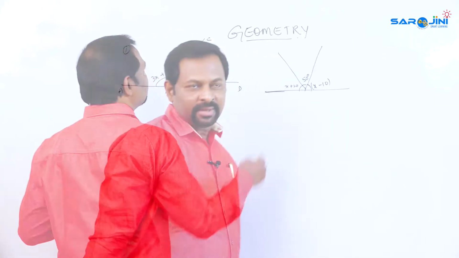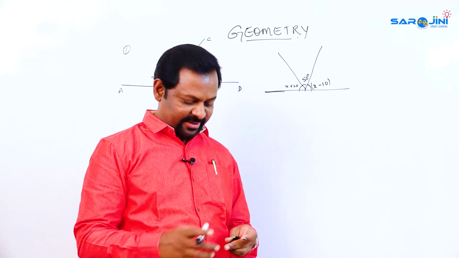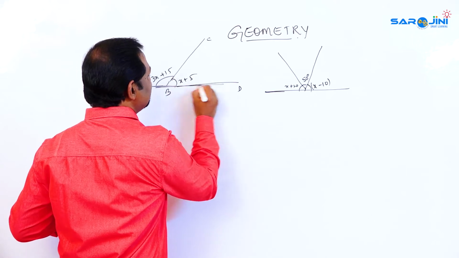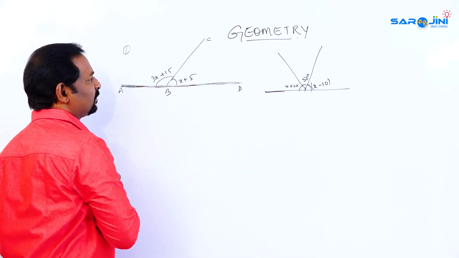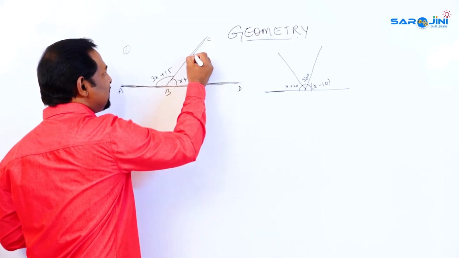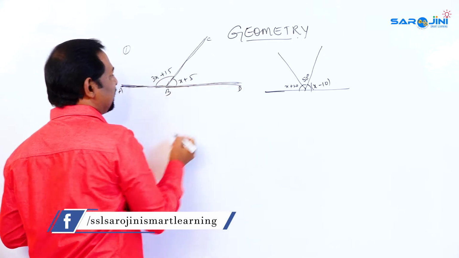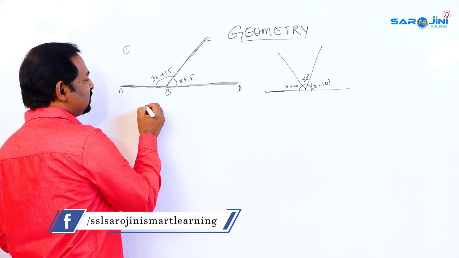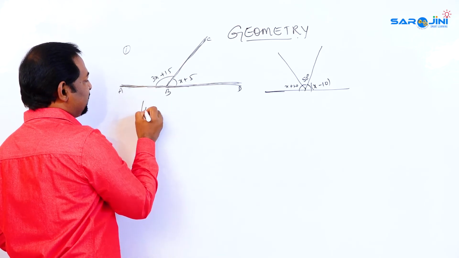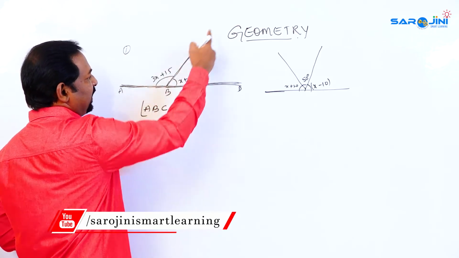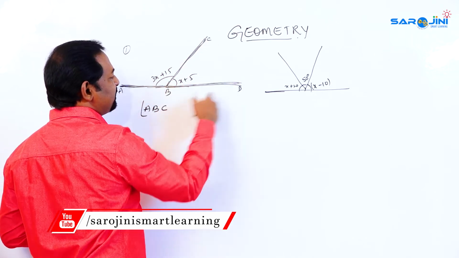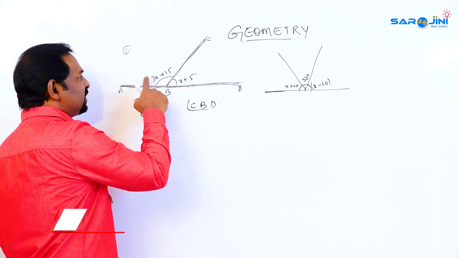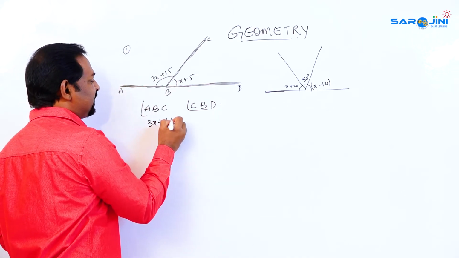So we'll continue. Here I have given two pictures, two diagrams. Just observe it. There is a straight line given, right? This is a straight line, it's very clear. And CBD is an angle, ABC is another angle. There are two angles. So what are the angles? ABC is one angle and the other angle is CBD.